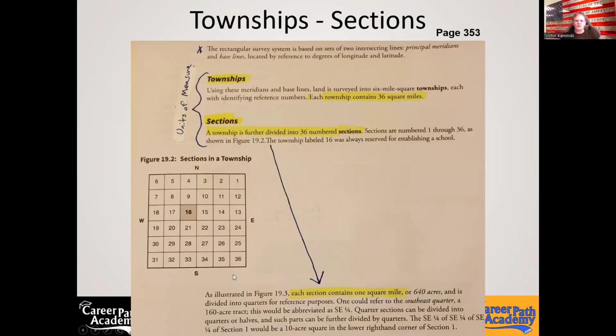So each township, this is a township here. How do I know it's a township? Because it's got 36 squares within it. It's 36 square miles. Each one of these numbered squares is a square mile. Now they give you a description here that if you ever read something like this, the SE quarter of the SE quarter of the SE quarter of section 1 is 10 acres in size. Okay, that is a description of the rectangular or government survey.